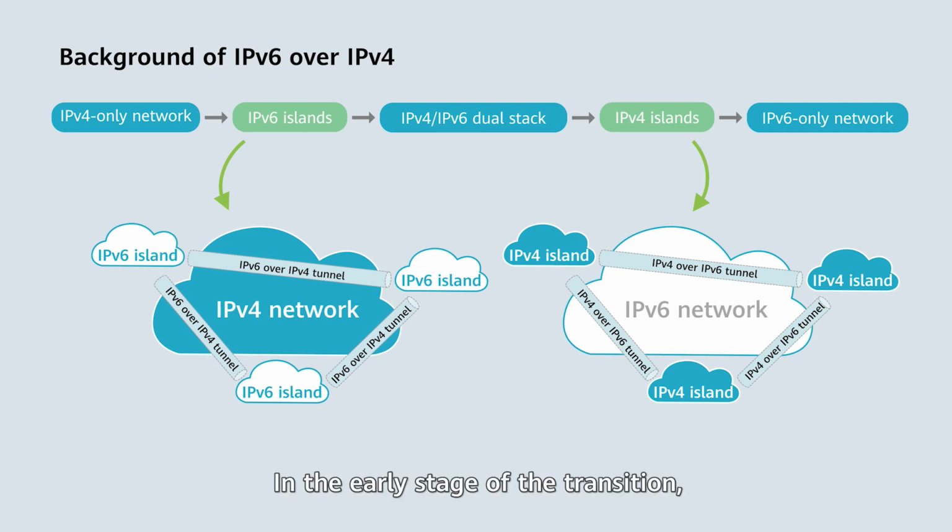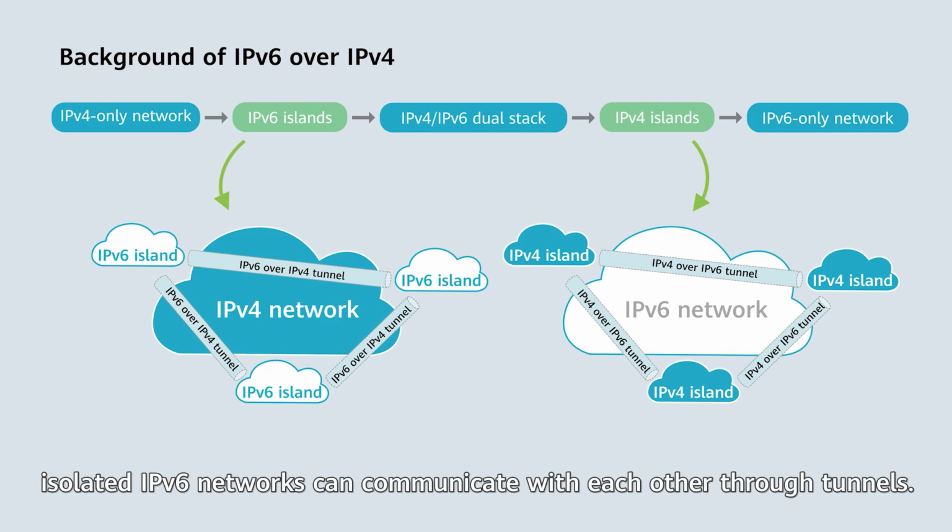In the early stage of the transition, the backbone networks are still IPv4 networks, and the carriers wish to establish communication between local IPv6 networks. IPv6 over IPv4 offers fast tunnel deployment. By doing so, isolated IPv6 networks can communicate with each other through tunnels.